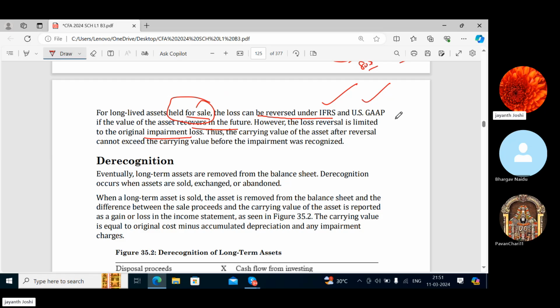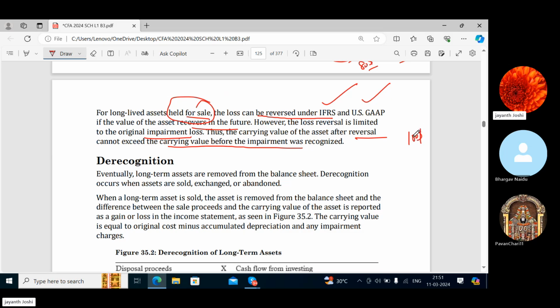Okay, that means the value of the asset has gone down, right? That's a loss for you, and that is nothing but the impairment loss. So the reversal can only be to the extent of the impairment loss. Thus, the carrying value of the asset after reversal cannot exceed the carrying value before the impairment was recognized. That means I'll put a practical point here.